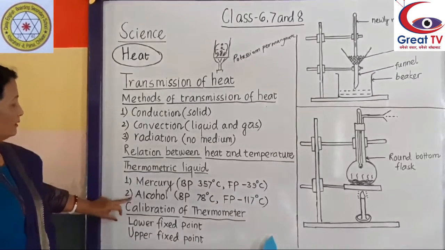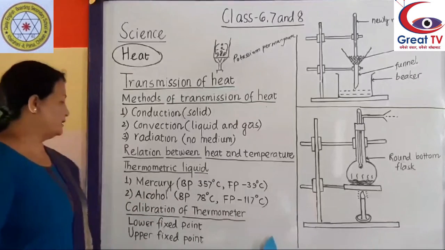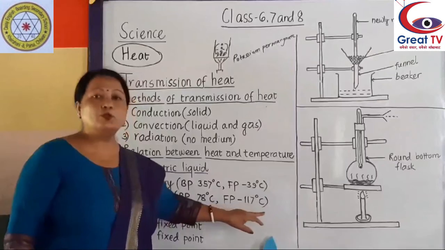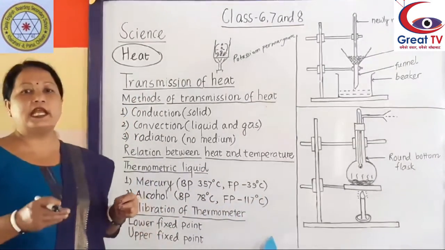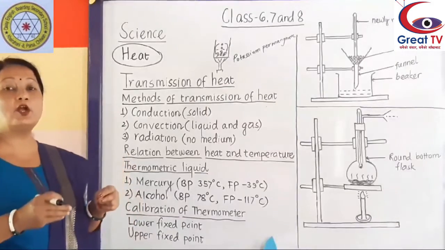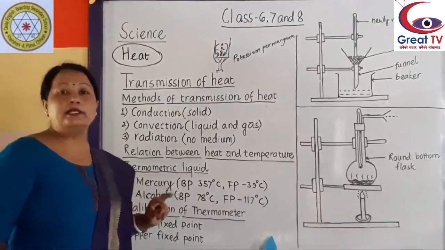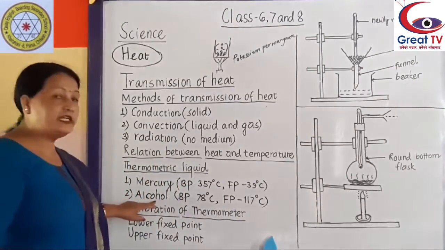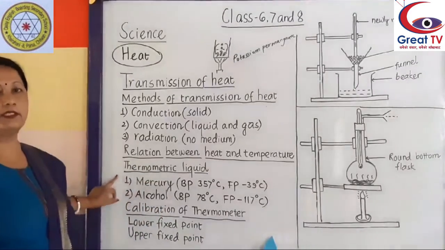Now, number two, advantages of alcohol used in a thermometer. The freezing point of alcohol is -117 degrees Celsius. That means it can measure the temperature of a very cold body. And alcohol is cheaper than mercury, and its expansion rate is 5 times more than mercury.